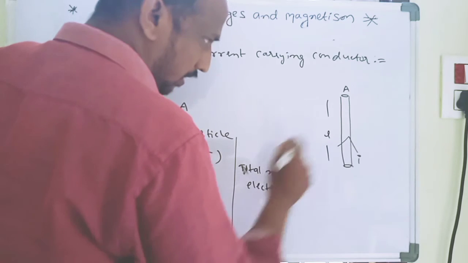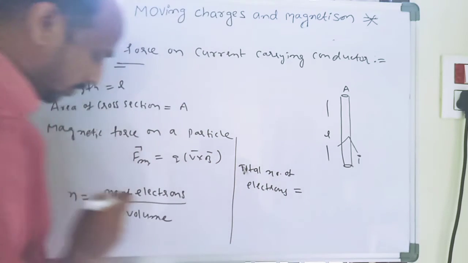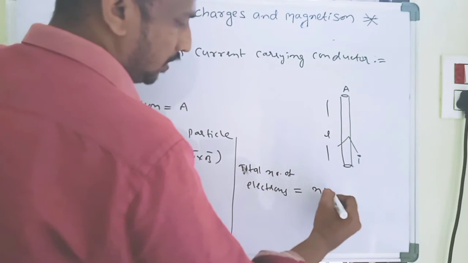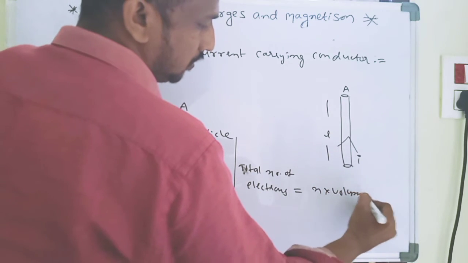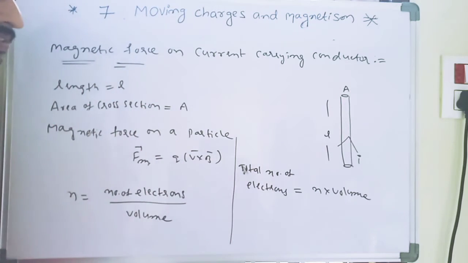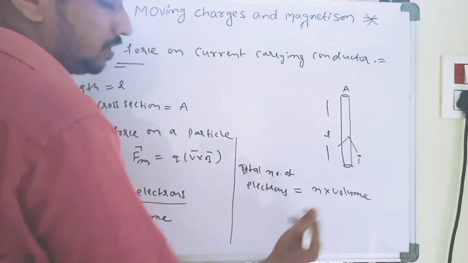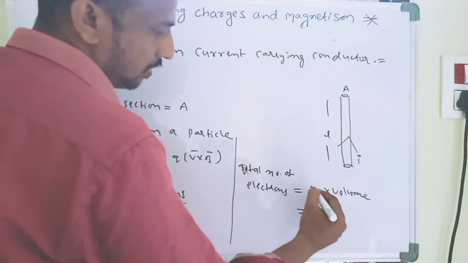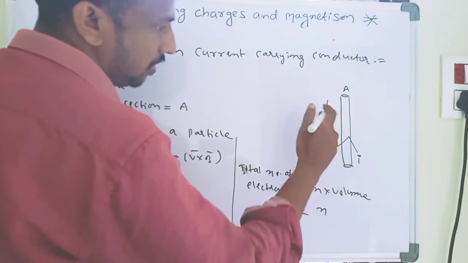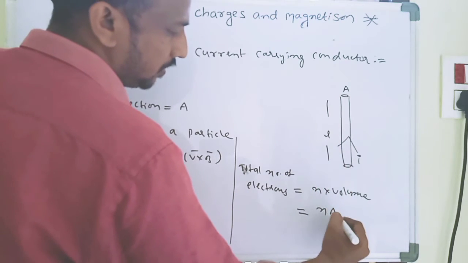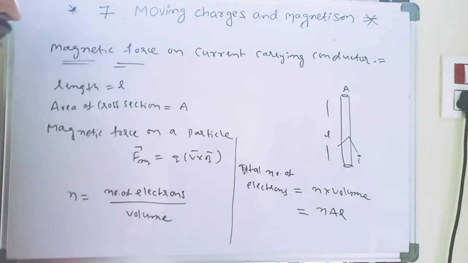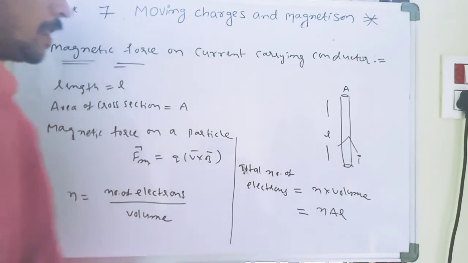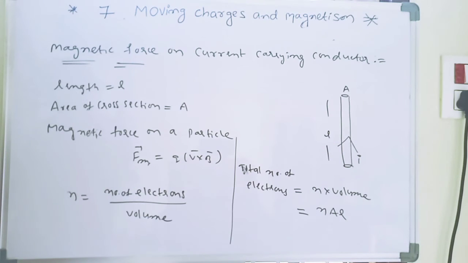What is the total number of electrons in a conductor? That is n into volume. So number density into volume means this is the total number of electrons in a conductor. So total number of electrons is equal to n into volume, and volume is equal to area into length. So nAL is the total number of electrons in a conductor.